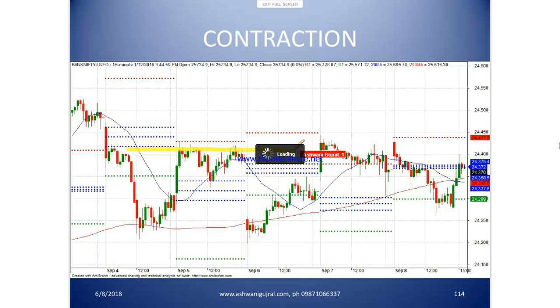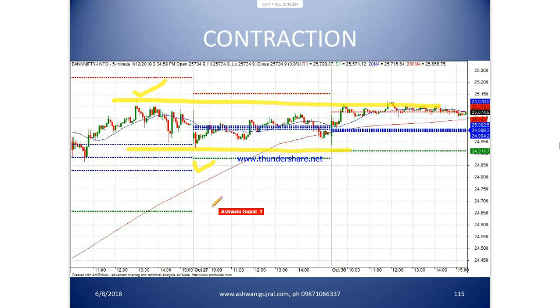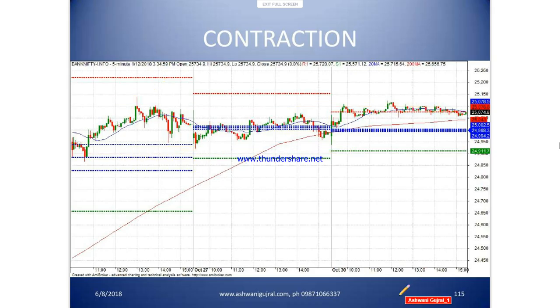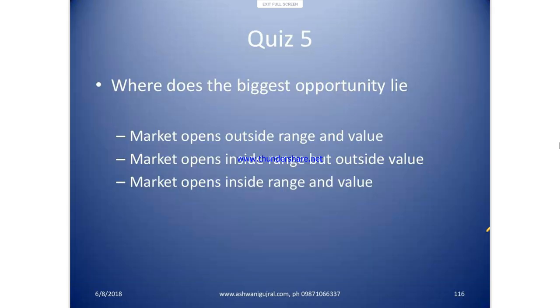Again, contraction. Broadly, the boundaries are defined. So once you get this point and you get this point, the boundaries are confirmed. Now all you have to do is, if price gets here and you see a negative candle or a positive candle, you take the other side. Where does the biggest opportunity lie?